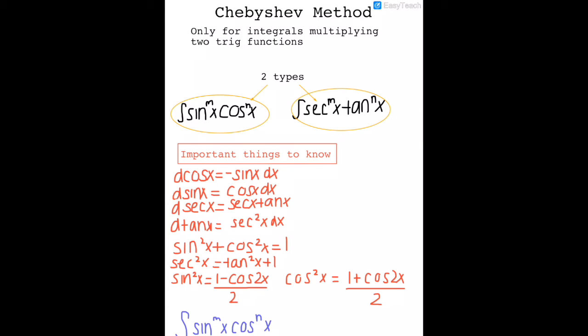Okay, the Chebyshev method. This method is only for solving integrals that multiply two trig functions. And the two questions that you'll get are dealing with the integral of sine to a power times cosine to a power, and the integral of secant to a power times tan to a power. And this is just a list of important concepts that you need to know to solve these problems.